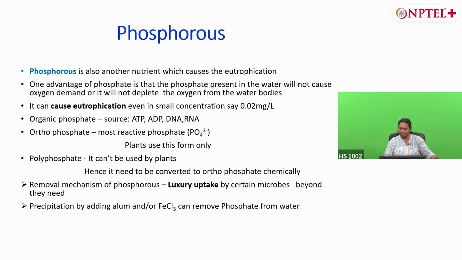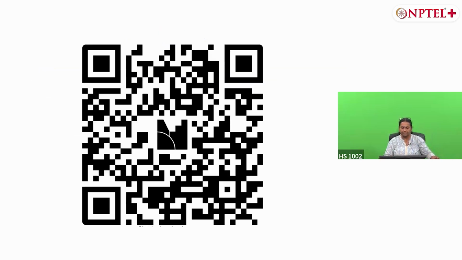Otherwise, chemical precipitation. Precipitation by adding alum and ferric chloride can remove phosphate from water. Okay, so that is about this one. Do you have any questions about phosphorus, nitrogen or anything? Otherwise we can scan the thing and start.